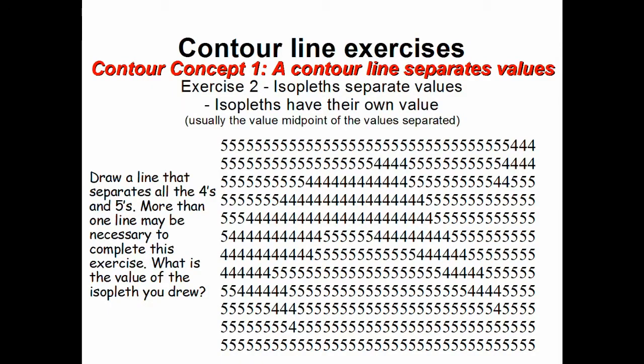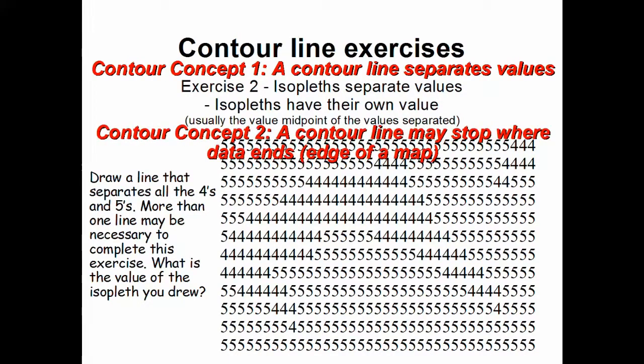But there's also a second concept that will be introduced, and the second concept is that a contour line may also stop where your data ends. So if you come to the edge of your data points, since you do not have enough control over the data, you may stop the contour line and do not need to close it. Again, the line you draw in this exercise will not only separate the 4s from the 5s, it will also have its very own value, and you may try to estimate what this value might be.